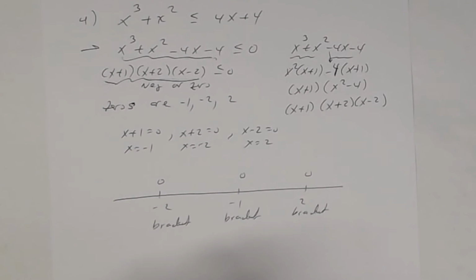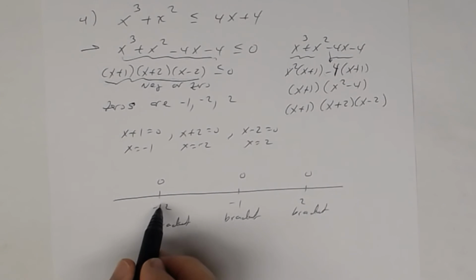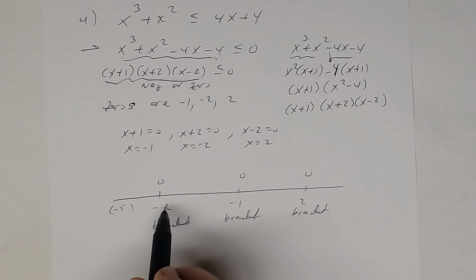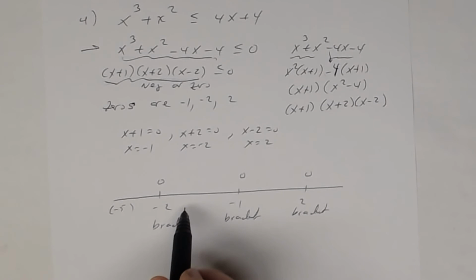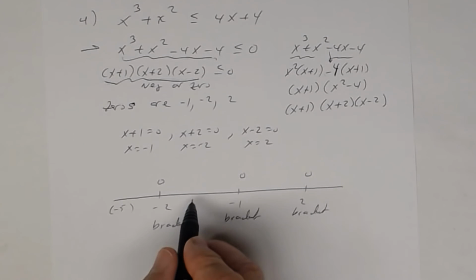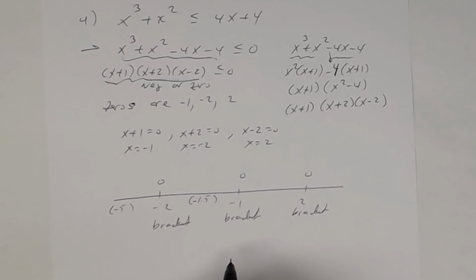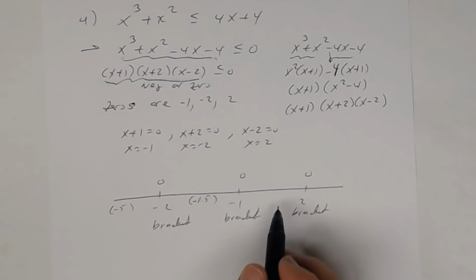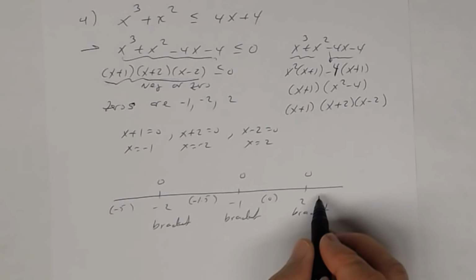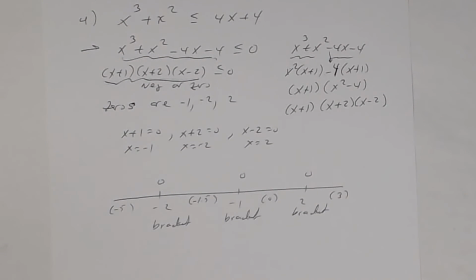So I've got to pick a test point. So from -infinity to -2, let's try -5. Now, remember, it's always easiest to use integers, but sometimes you cannot. So let's pick a nice number between -2 and -1. There is no integer, so we're going to have to say -1.5. Between -1 and 2, the only two integers are 0 and 1, so let's just say 0. And then from 2 to infinity, let's say 3.